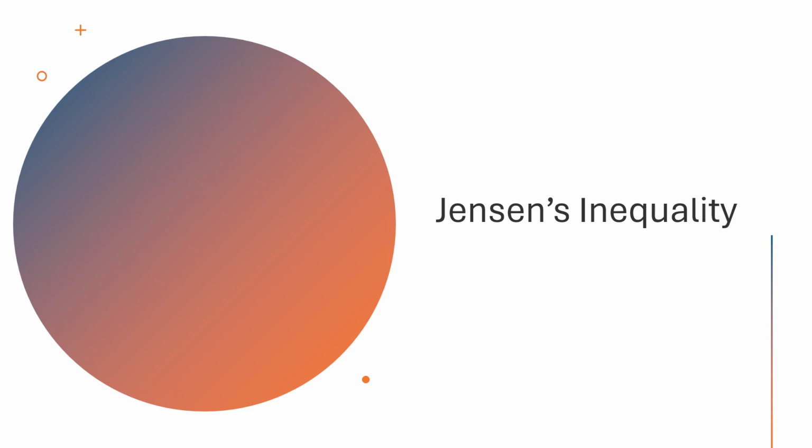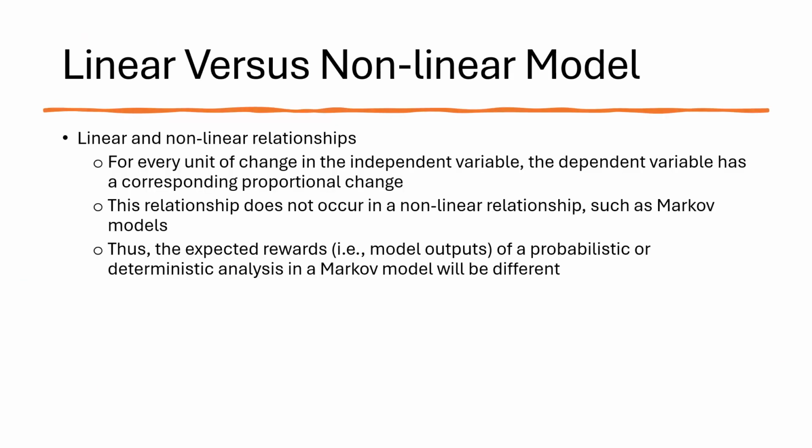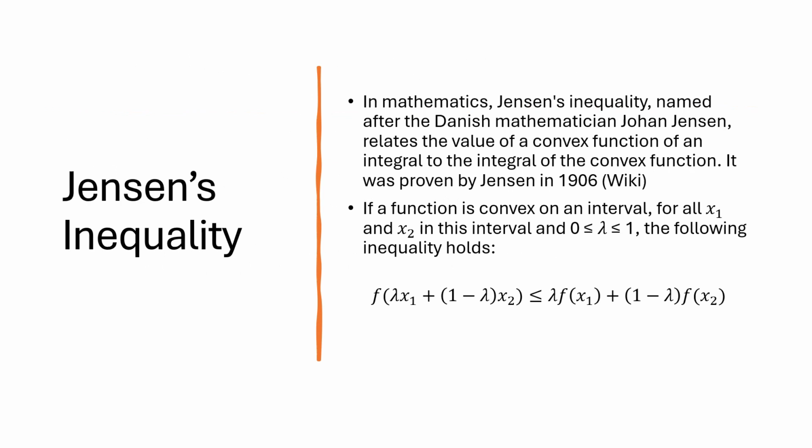Weaker evidence is associated with greater rewards. In linear relationships, we can use a straight line to represent the relationship between the independent and dependent variables. For every unit of change in the independent variable, the dependent variable has a corresponding proportional change. This relationship does not occur in a nonlinear relationship, such as Markov models. Jensen's inequality, named after the Danish mathematician Johan Jensen.